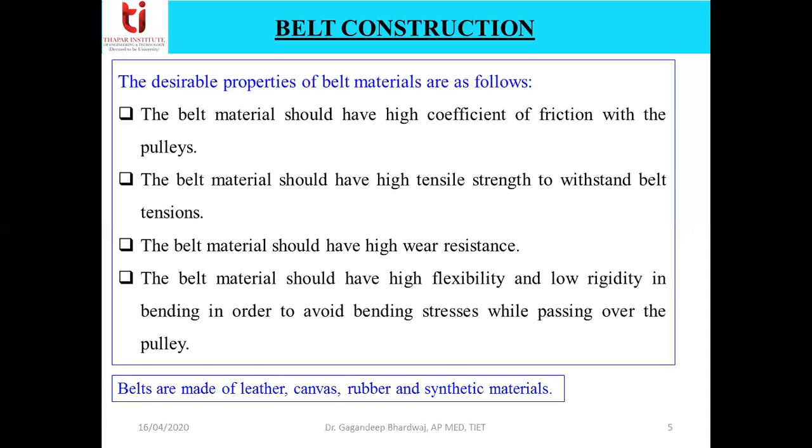Belts are generally made of leather, canvas, rubber or rubberized fabric, or synthetic material. There are generally two types of flat belt. First one is leather belt and second one is fabric rubber belt. The leather belt is made of best quality leather obtained from either side of the backbone of the steer. Also there is a specific term, ply of the belt.